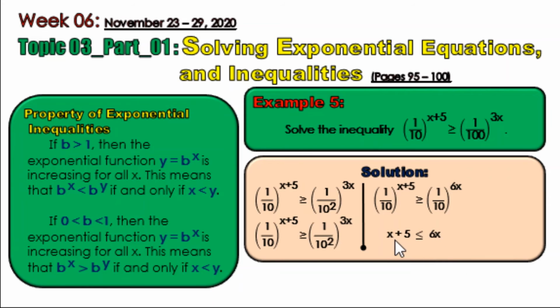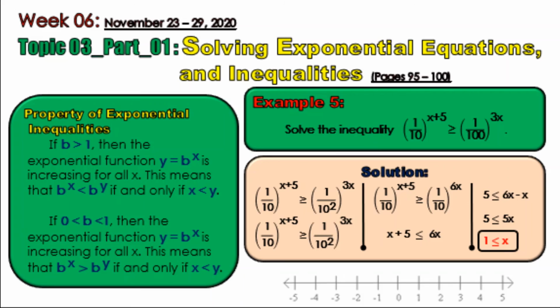We'll be combining similar terms using the addition property of equality. So we have 5 and we have 6x. Your positive x becomes negative x, and we will combine similar terms. 6x minus x is equal to 5x, and we will be dividing both sides of the inequality by 5, and therefore your x is greater than or equal to 1. So this is the value of x.